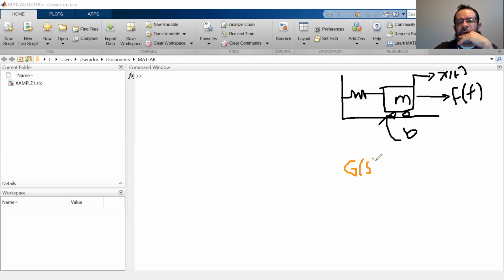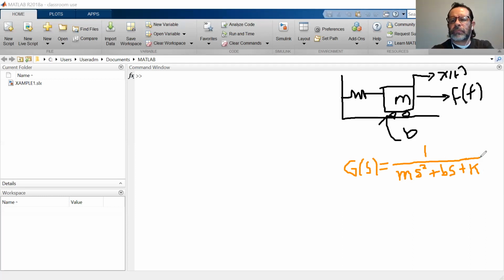I'm going to write it down here by memory, but please verify so I don't make a mistake. So G of S, I believe, was equal to, and this was actually in the exam, 1 divided by MS squared plus BS plus K. Is that the one we had found? Please check just to see if you guys are awake. I believe it was. It is.